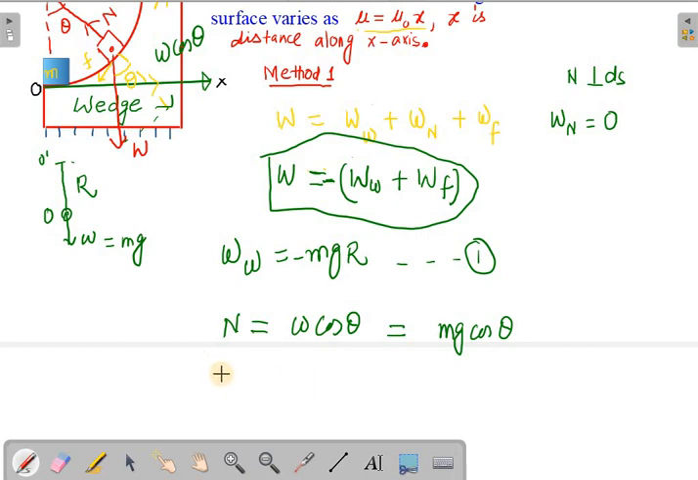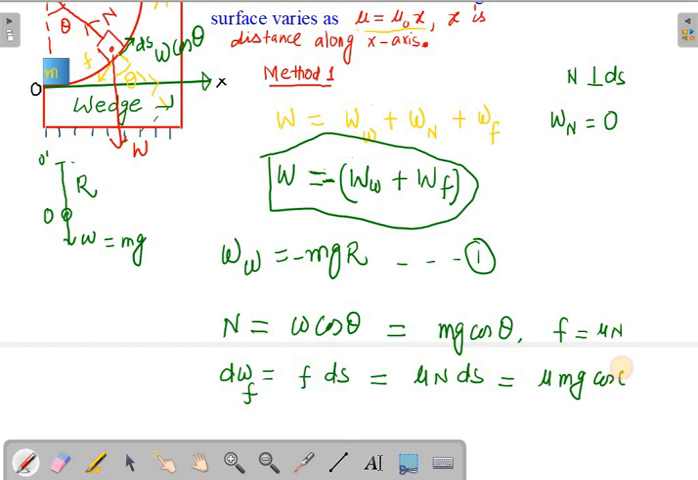Work done during a small displacement ds, the work done by this force dW will be equal to... We can write the force of friction will be equal to mu times N. Hence the work done by the friction force dW will be equal to F multiplied by ds, or that can be written as mu N into ds, and that will be equal to mu mg cos theta into ds.